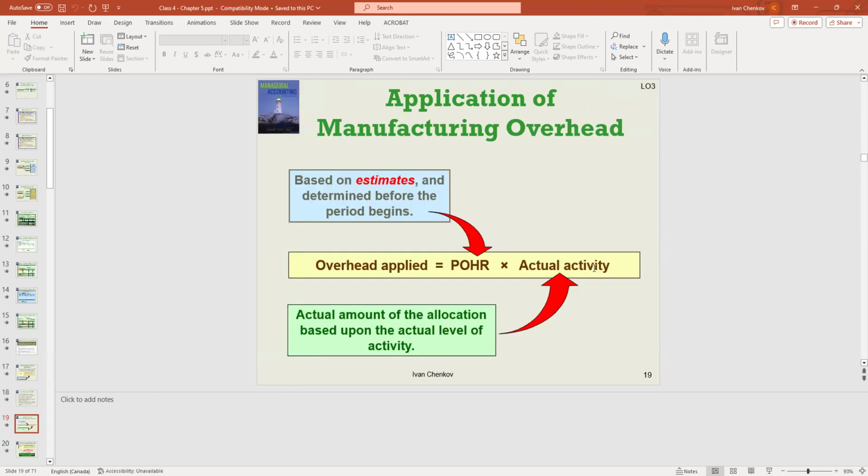So, application. Once we have estimated the predetermined overhead rate, when we actually use the allocation base, the actual activity times the predetermined overhead rate is going to give us the manufacturing overhead that we're going to apply to our products.